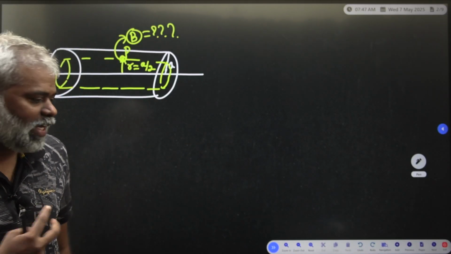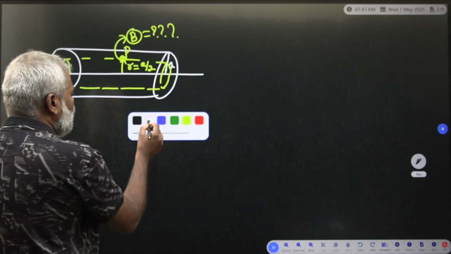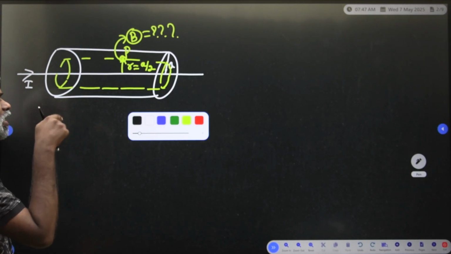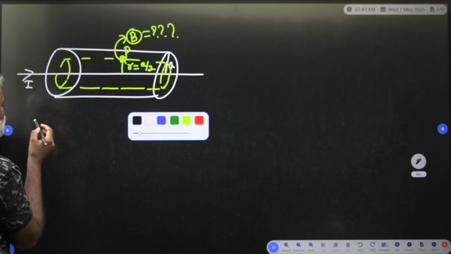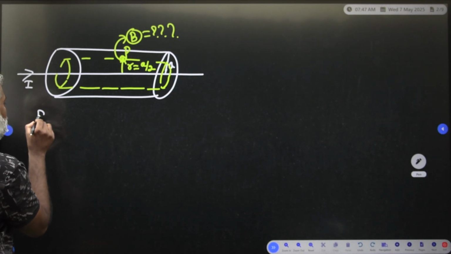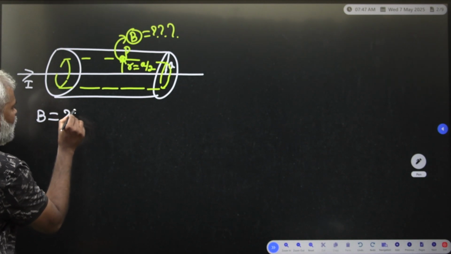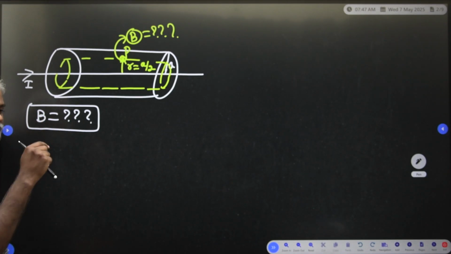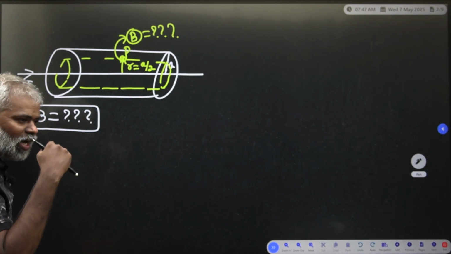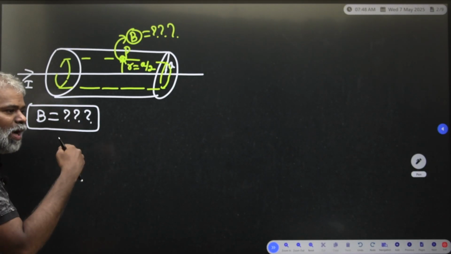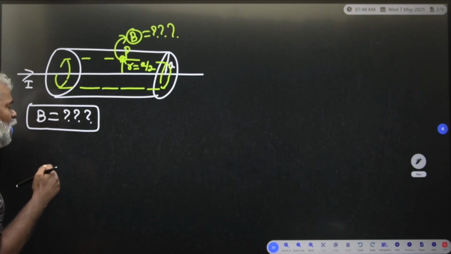So, magnetic induction we need to calculate. How do we have to calculate? First we have to apply Ampere's law. To find the magnetic field there is a procedure. Just as we apply the electric field through Gauss's law, the same procedure you have to follow to find the magnetic field, through Ampere's law.